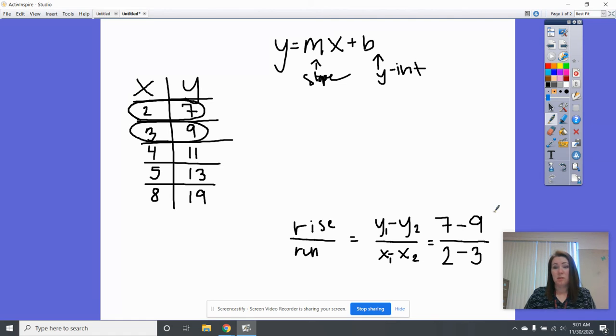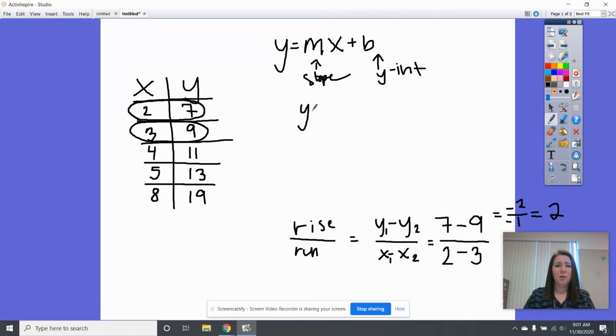Now this is the slope, and I just have to simplify as much as I can. 7 minus 9 is negative 2. 2 minus 3 is negative 1. We can simplify negative 2 divided by negative 1. A negative divided by a negative is a positive, and 2 divided by 1 is just 2.